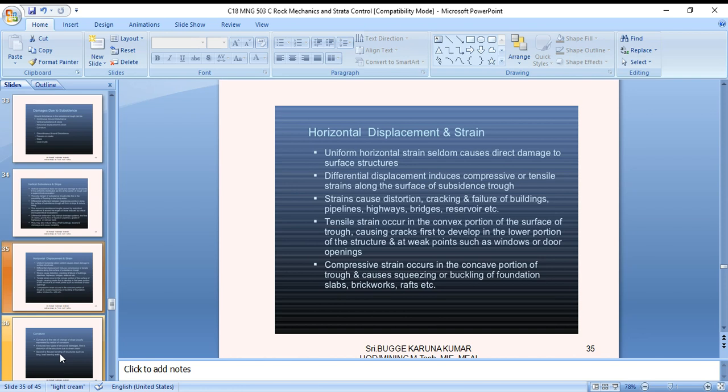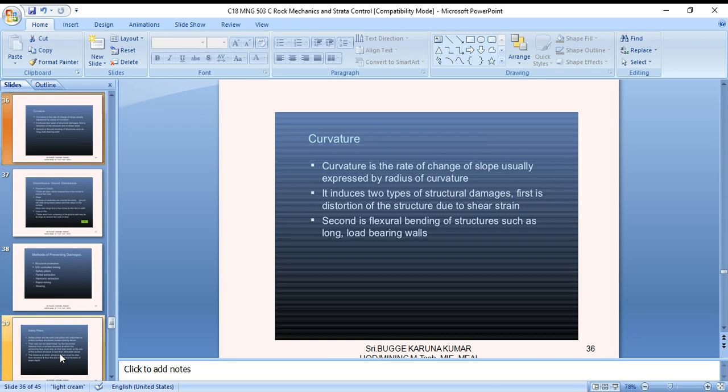Tensile strain occurs in the convex portion of the surface of the trough, causing cracks to develop first in the lower portion of the substructure at weak points such as window or door openings. A compressive strain occurs in the concave portions of the trough, causing squeezing or buckling of foundation slabs, brickwork and rafts, etc. So this is as far as horizontal strain is concerned.